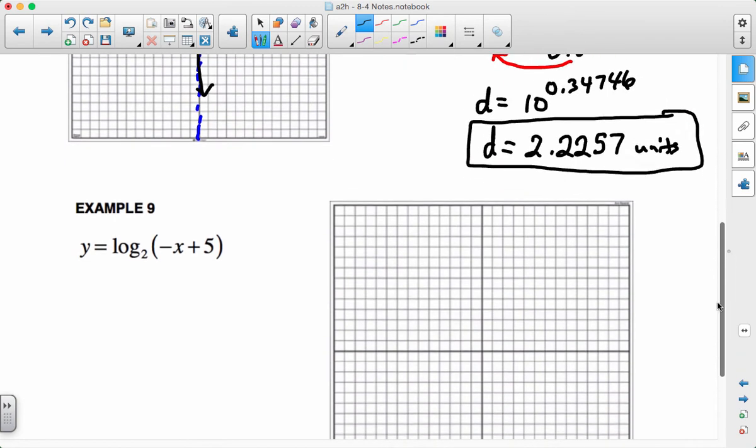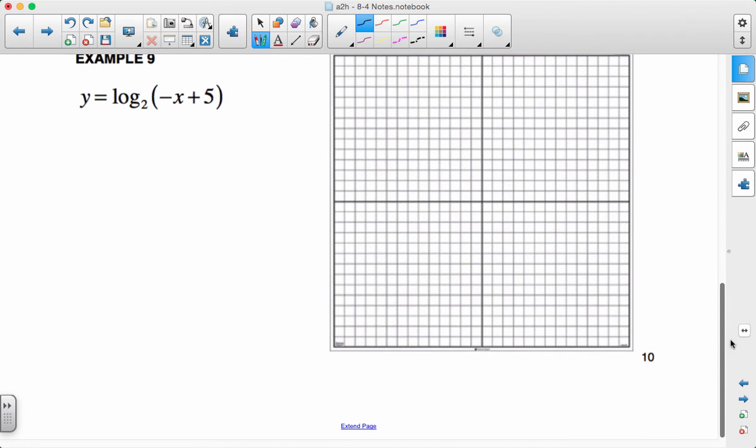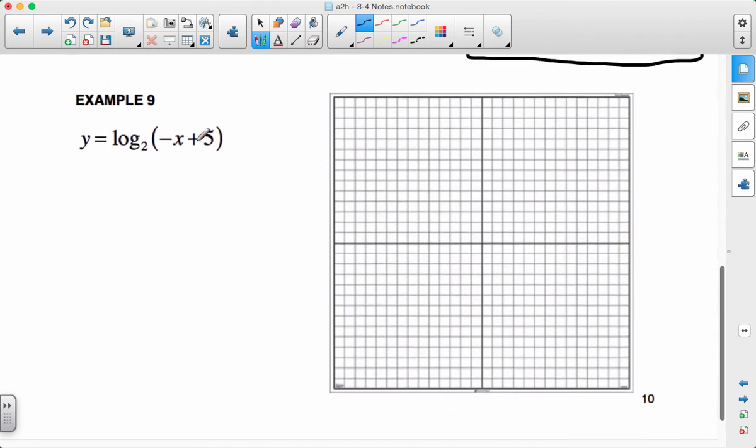Groovy, groovy. Moving along. Let's do, almost done here. Example 9. Okay. Now we have this guy. We have this negative here. Remember what that means. It's grouped within the functional group. Okay, that negative on the x will flip it left. Flip the whole graph. This graph right here will flip this way. So I expect to have something that curves and then down along an asymptote.